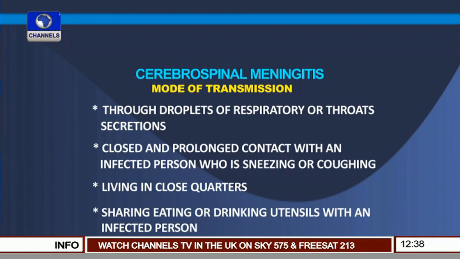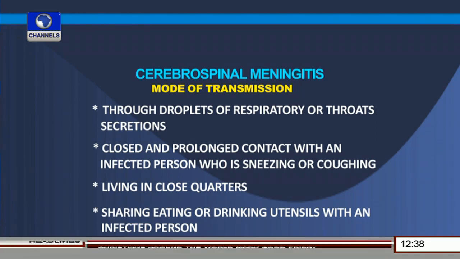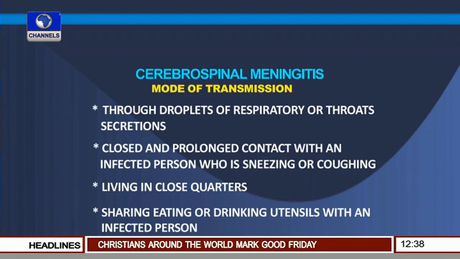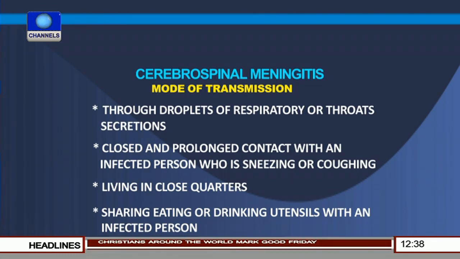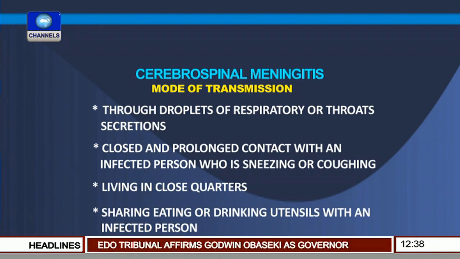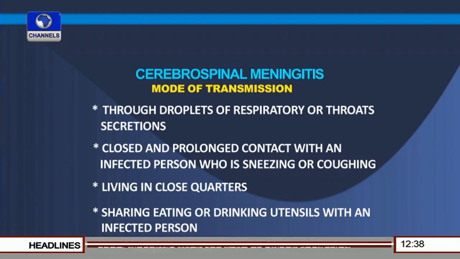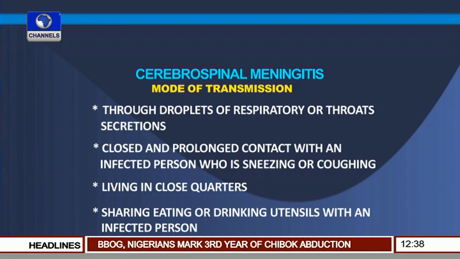But when the immune system of this carrier gets depressed or is low, then they are susceptible to it. And they can also pass the infection to other people without getting sick themselves. So that is one aspect of it. The other aspect we need to look at is that it can be transferred from one person to another.